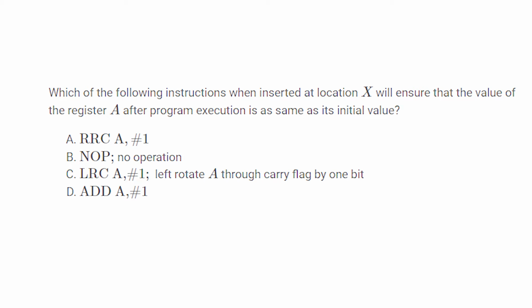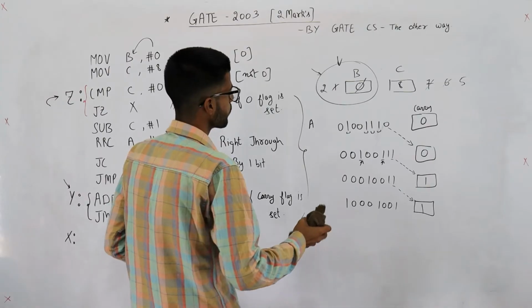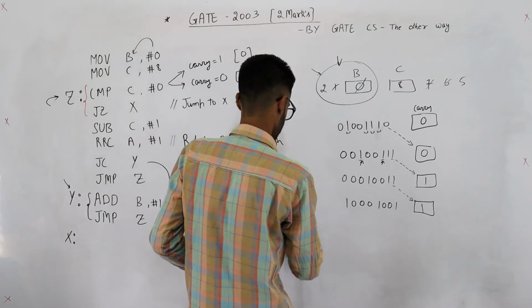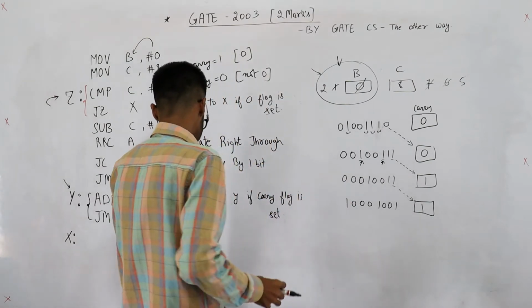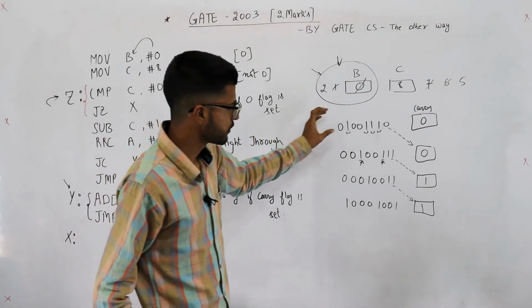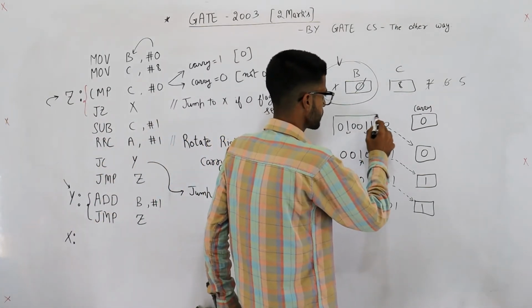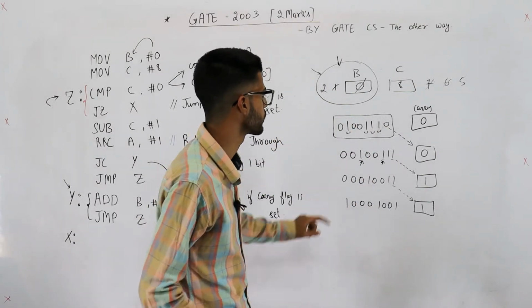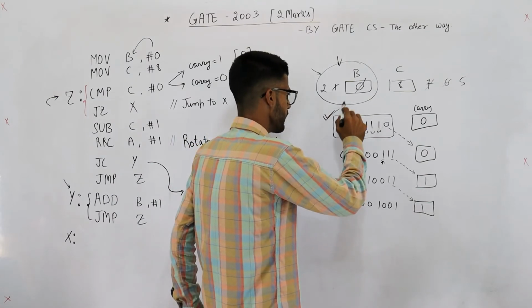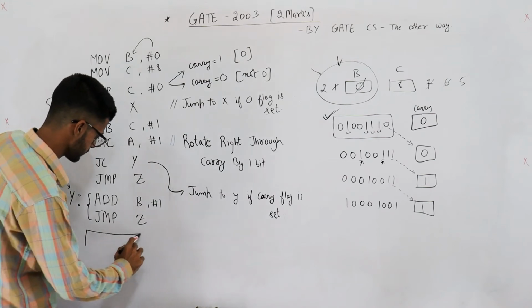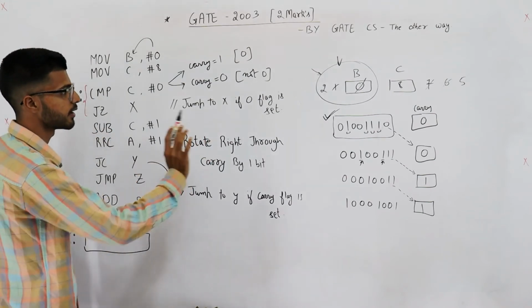Let me raise the board. Now you might feel, the question is, value of register A must be same as its initial value. That means after the execution of this program, we want this value back. Okay, what line must be inserted here to get that desired result?